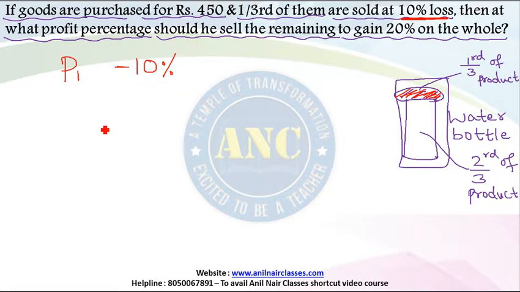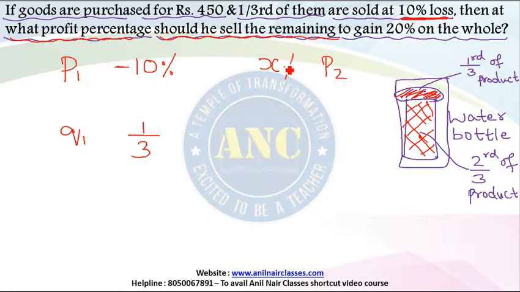Similarly, how much product is sold at 10 percent loss? One third of the product, only the cap, is sold at 10 percent loss. Then at what profit percentage should he sell the remaining? The remaining is the other two thirds of the product. I do not want to have loss in my life. Already I have lost 10 percent. That does not mean I will keep having losses. I want to convert this loss to profit.